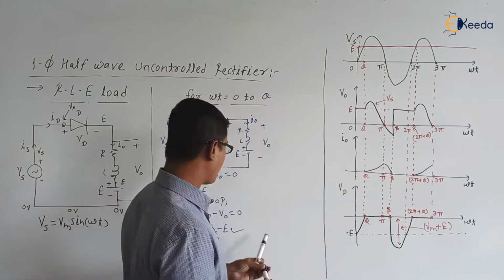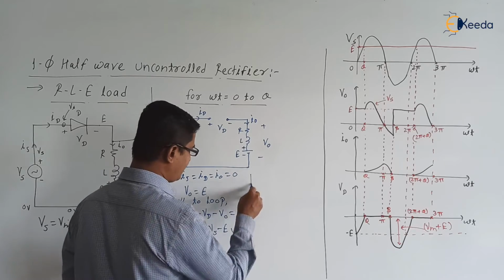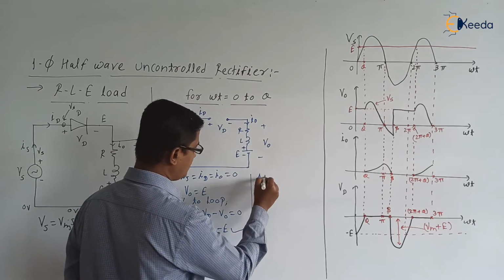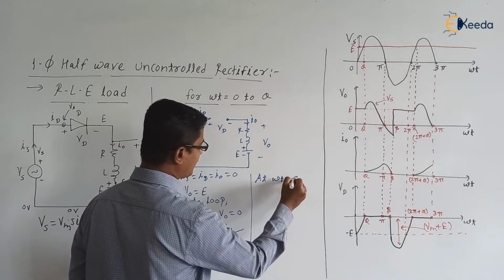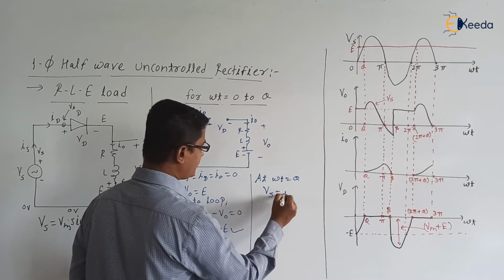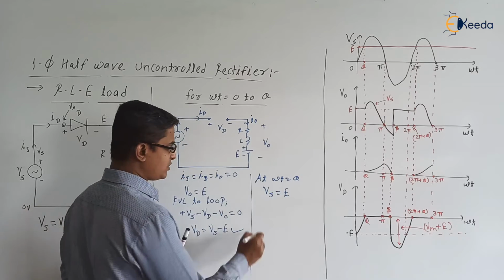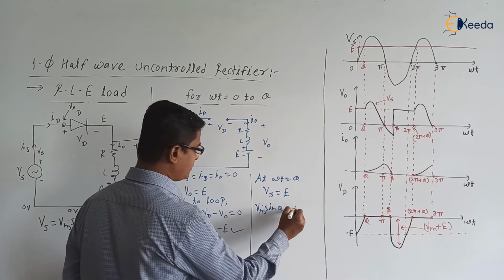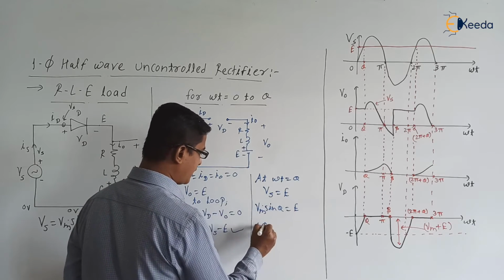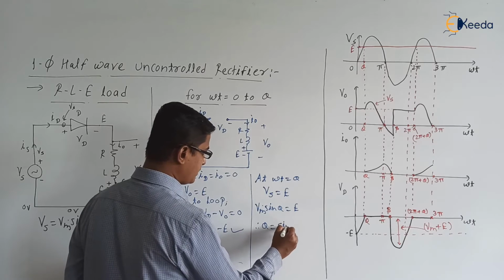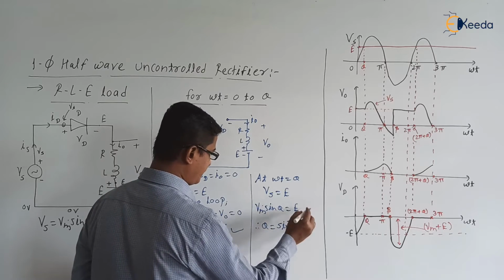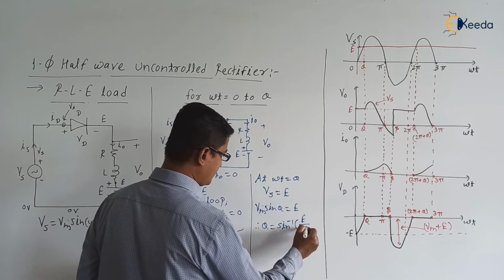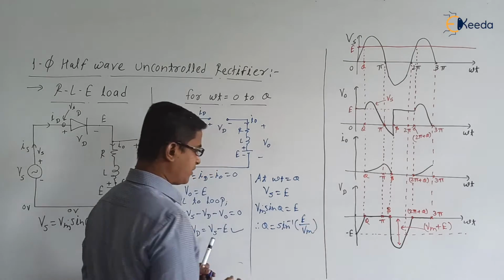Next, how to find theta? We can find theta at omega t equal to theta. Yes, Vs is equal to E, right? So Vs is Vm sin omega t, so we can write Vm into sin of theta is equal to E. Therefore theta is equal to sin inverse of E by Vm. Are you getting the point?